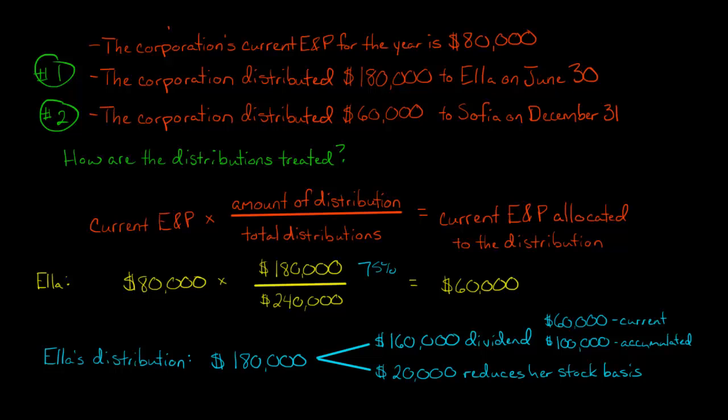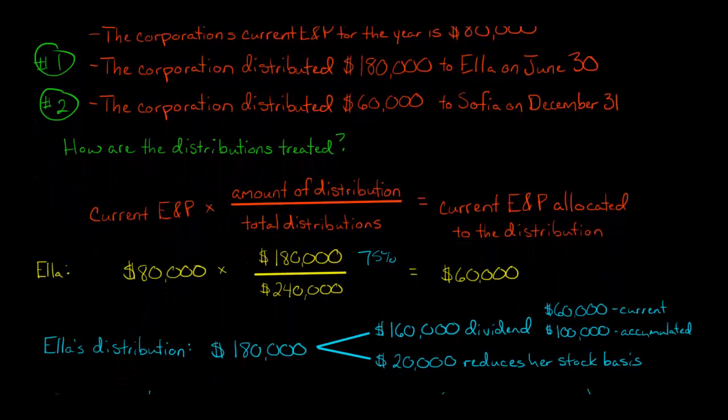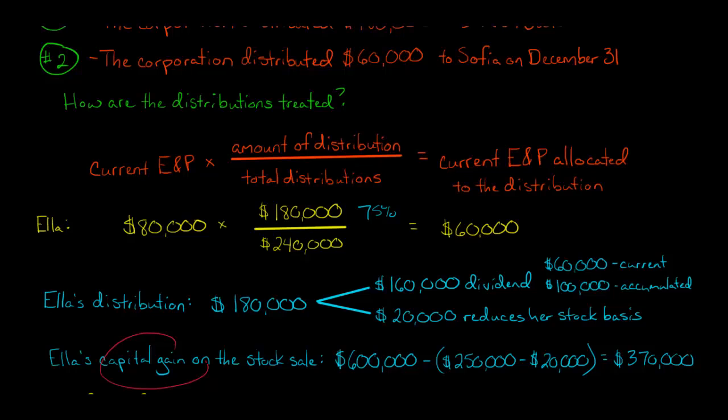Okay, and we said that her stock basis, if we go back to the given information, was initially $250,000, and then now it's going to get reduced by $20,000. So it's going to become $230,000, and she sells the stock for $600,000. So $600,000 minus $230,000 is going to be her capital gain. So she's going to have a capital gain on the sale of the stock. Okay, that's going to be $370,000. So Ella's tax consequences: she's got a $160,000 dividend. The $20,000 remaining amount of the distribution that is not a dividend reduces her stock basis. And then when she sells the stock, she has a capital gain of $370,000.